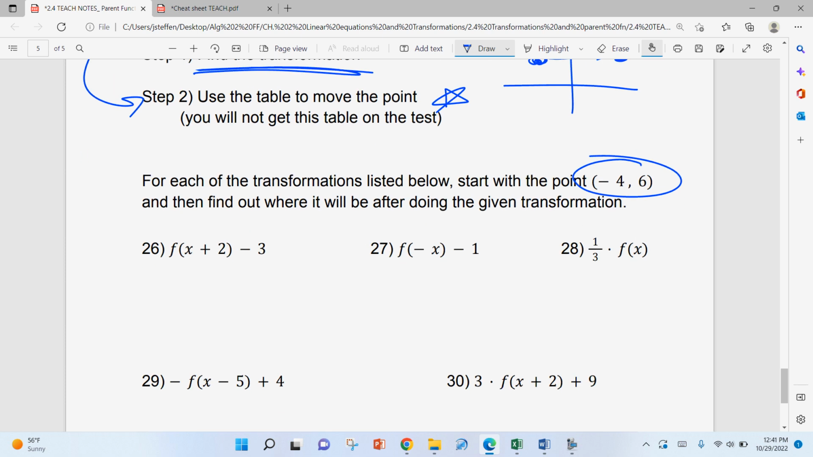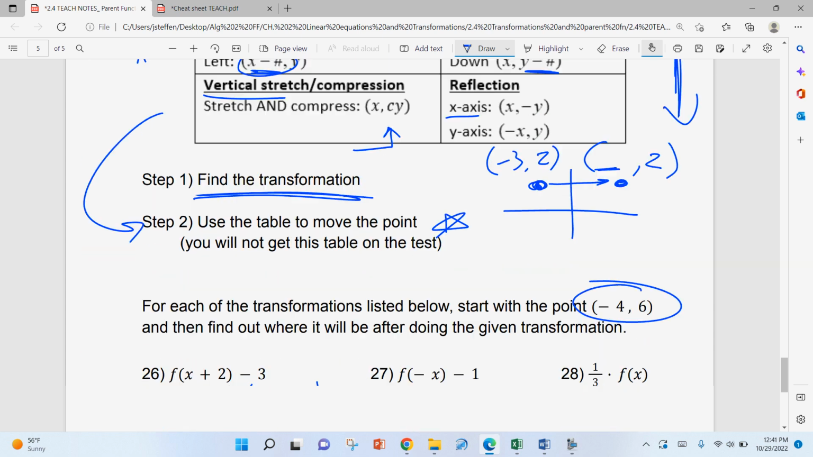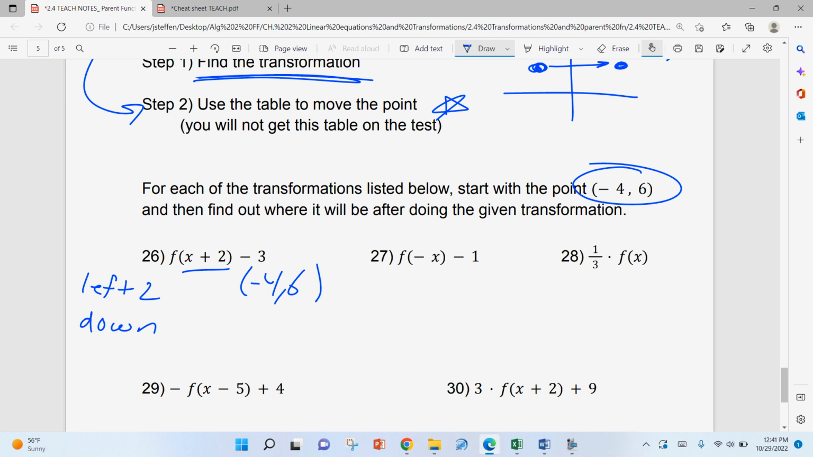So what I always do is the first thing I figure out what the transformation is. So this transformation, same as before, make sure the order does matter. So that is to the left 2, and then down 3, just like we did before. So that is not anything new. But now we're going to do that to the point. So I go my -4, 6. If I go to the left 2, if you look at your chart, to the left, you're subtracting it from your x value. So the left 2, you're subtracting 2 from that.